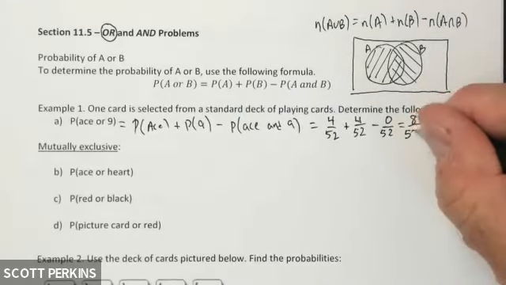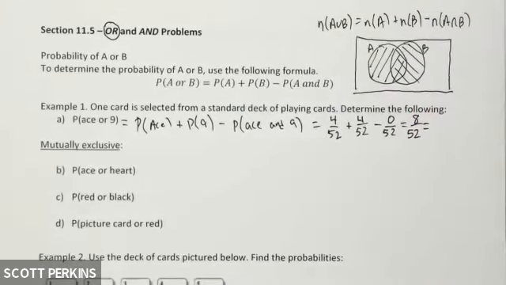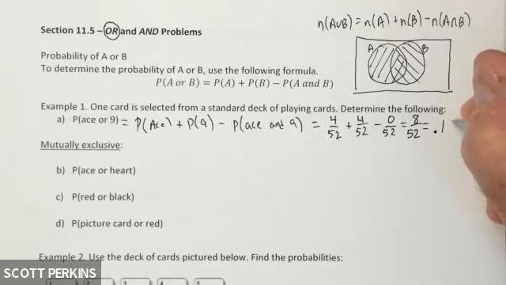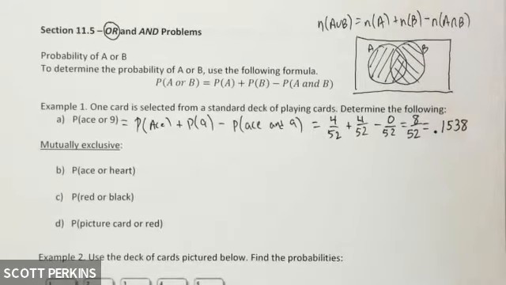And remember, I know it's been a while, you can either reduce your fraction or you can make a decimal out of it. I'm going to make a decimal. I'm going to just divide these and go to 4 decimal places. And so that's going to be 0.1538.